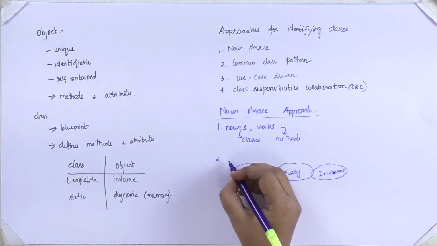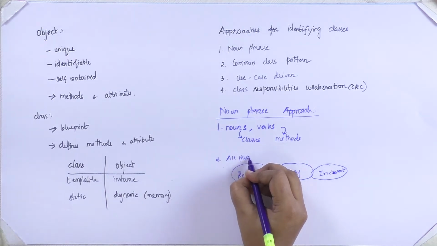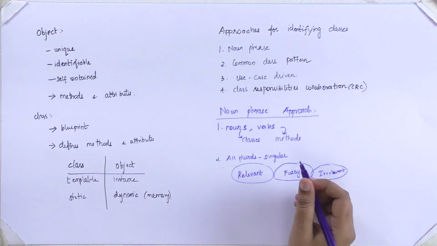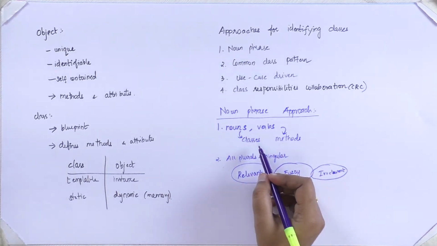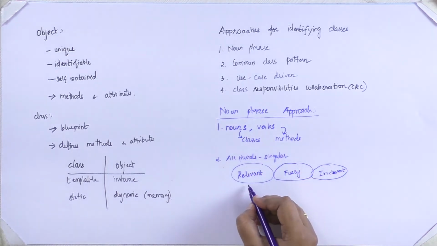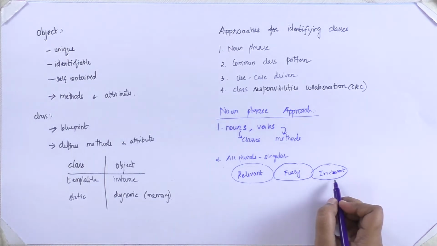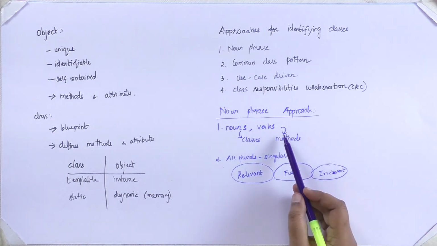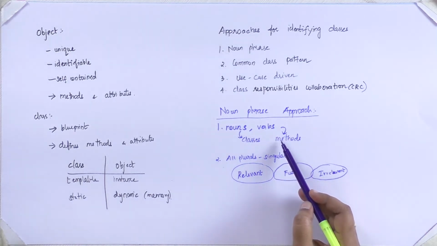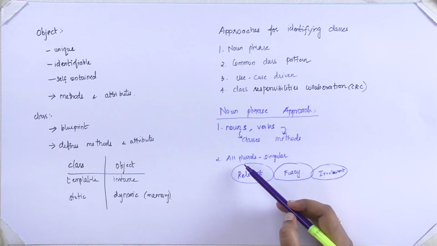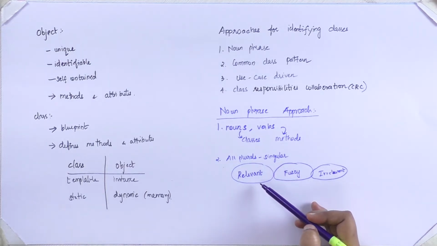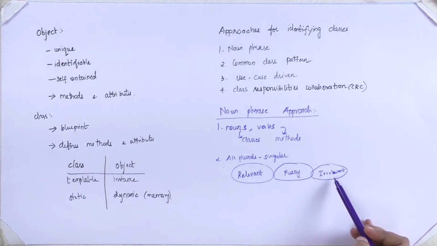The second thing is you have to change all the plurals into singular, and then you can categorize the nouns, that is classes, into 3 categories. One is relevant classes, next is fuzzy classes, and the third one is irrelevant classes. So the first step is to identify the nouns and verbs in your textual description. After that you convert all the plurals into singular. After converting, you categorize your classes under relevant class, fuzzy class and irrelevant classes.